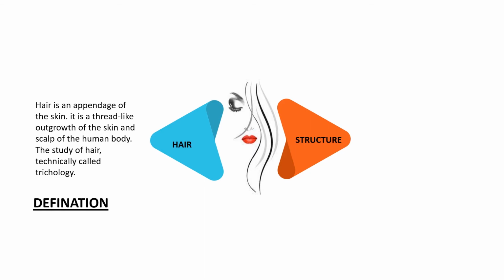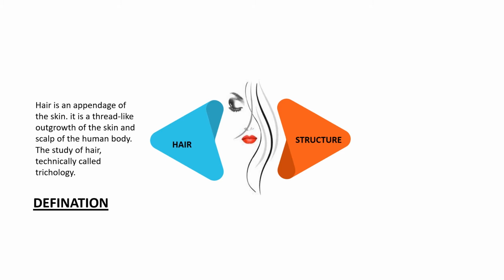Hair is an appendage of the skin. It is a thread-like outgrowth of the skin and scalp of the human body. The study of hair is technically called trichology.